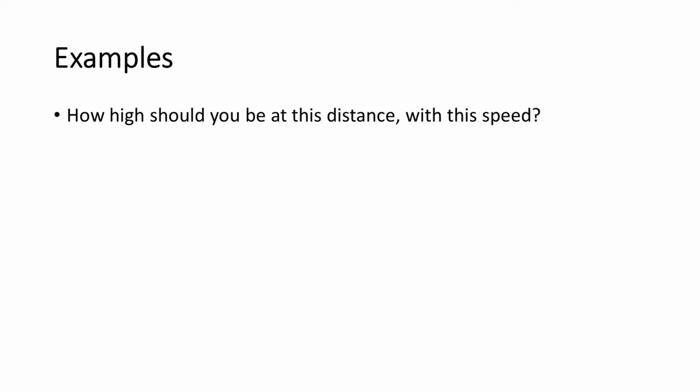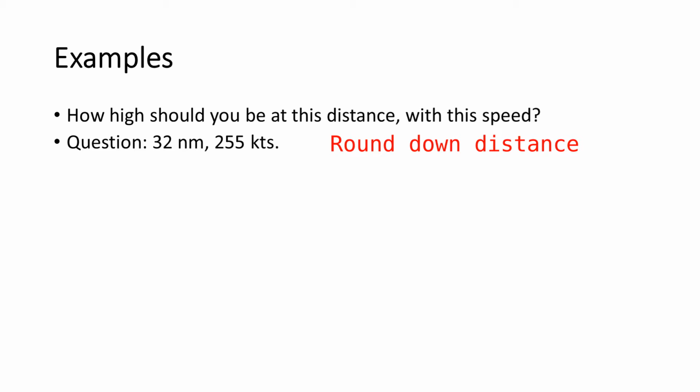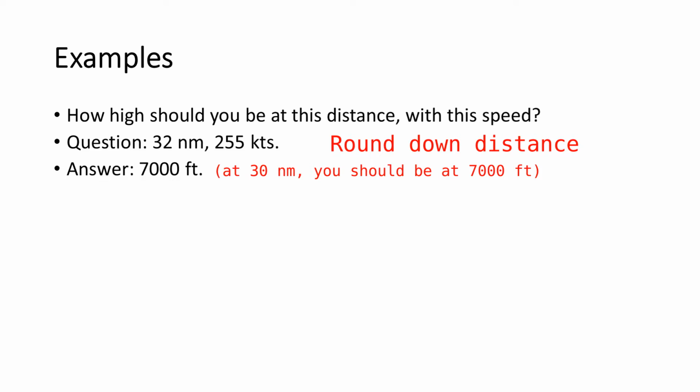Here are some examples. Please try to calculate and see if you have the correct answer. I will show you a distance and a speed, and then you calculate if you are on profile or not, and if you are too high or not. So first question, you are 32 miles at 255 knots. How high should you be? You should be at 7,000 feet.